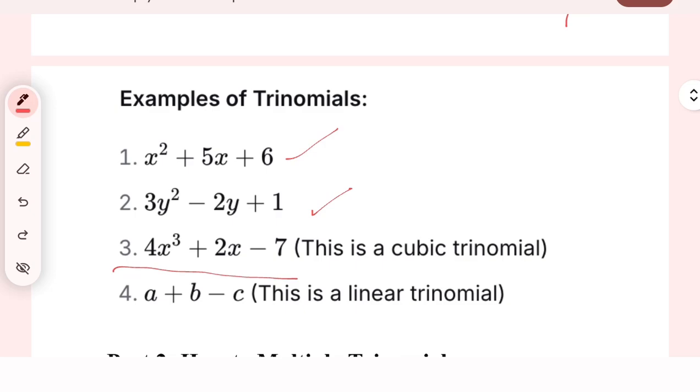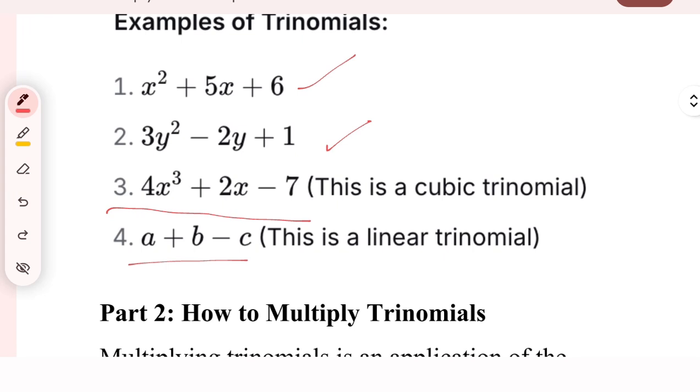The next example is a cubic trinomial. Why is it a cubic trinomial? Because the highest exponent is 3. The first term is 4x cubed. The second term is plus 2x. The third term is minus 7. So it is a cubic trinomial. And this one is just a linear trinomial, a very basic linear trinomial: a plus b minus c.